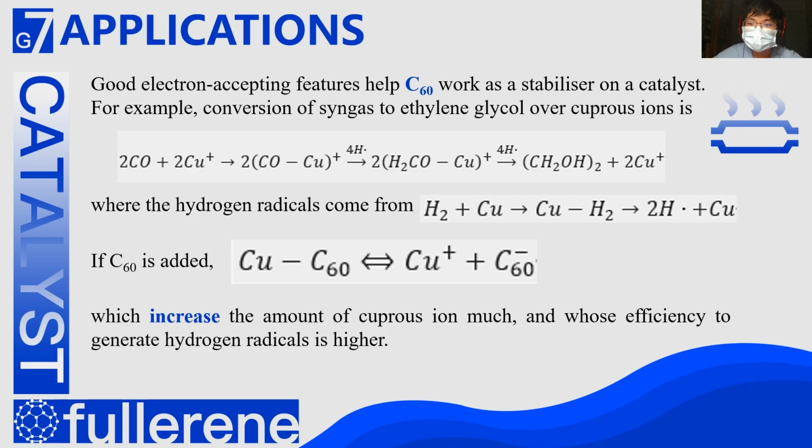atoms has an equilibrium with both the cuprous ions and the carbon anions, which can significantly increase the number of cuprous ions, and the complex can change the electron distribution of the carbon atoms, which also promotes the generation of hydrogen radicals. Both of these two points increase the reaction rate of the conversion.